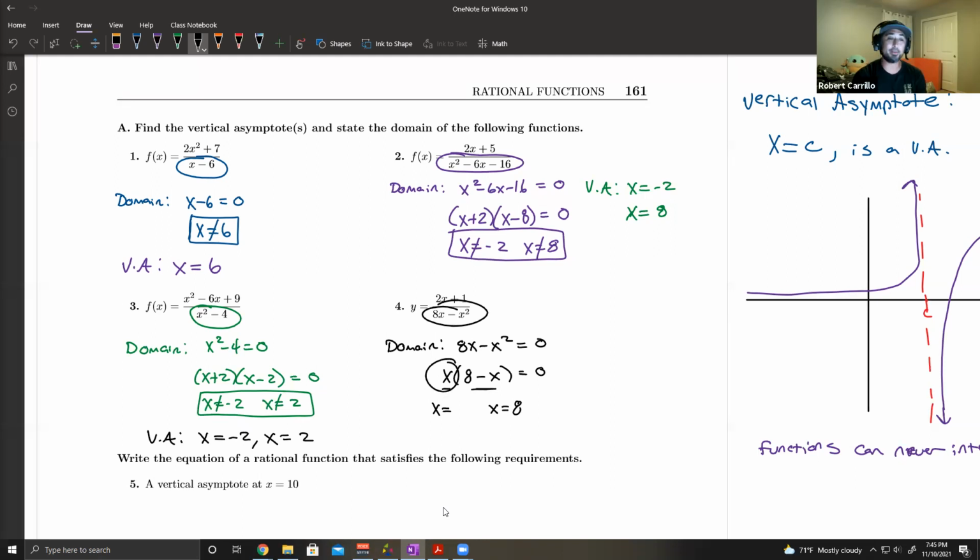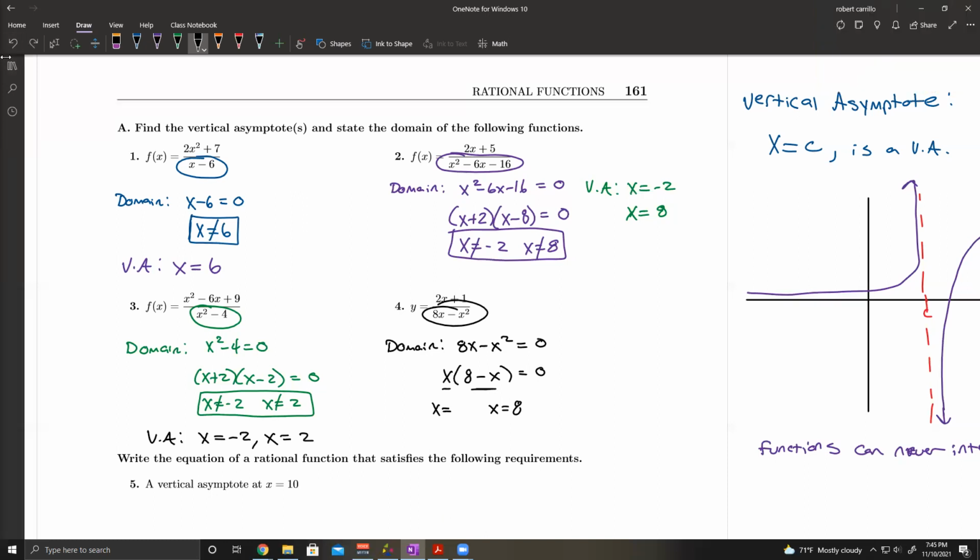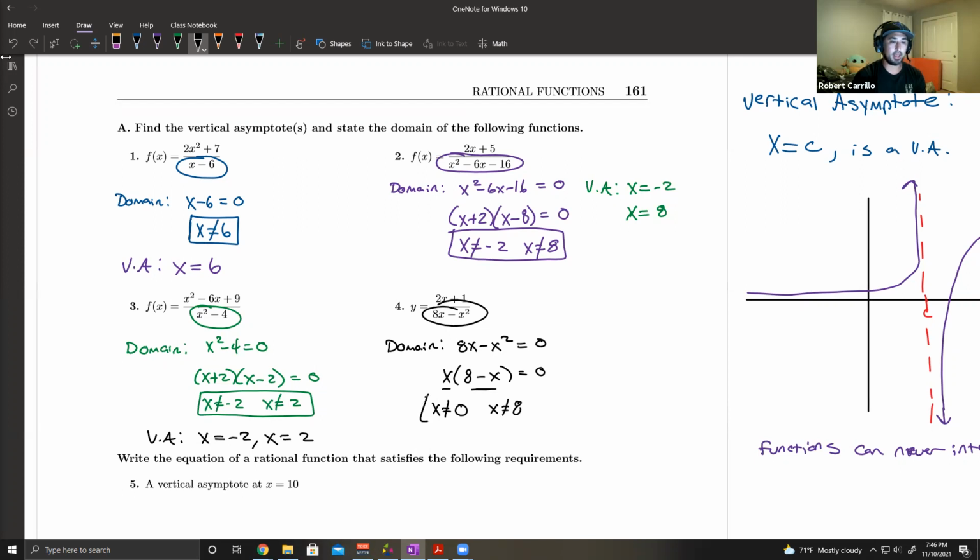And what about this x? That'll be x equals 0. There you go. So there's our domain. We cannot equal 0 or 8. And my vertical asymptotes are x equals 0 and x equals 8. That is how you find vertical asymptotes. If you find the domain of a rational function, you have the vertical asymptotes for that function.